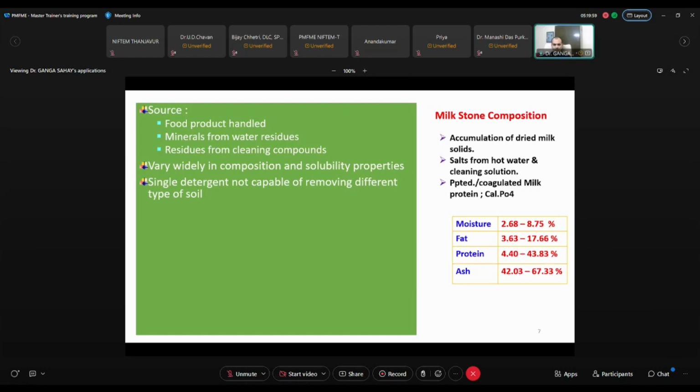Calcium phosphate. Let me take an example. So here you can see the composition of this. The moisture content ranges between 2.68 to 8.75%, which means the total solids content is beyond 90%. That's why it is known as milk stone. Fat content varies between 3.68 to 17.66%, while protein varies between 4.4 to 43%. And the ash content, you can see, is very high. It may range up to 67%.